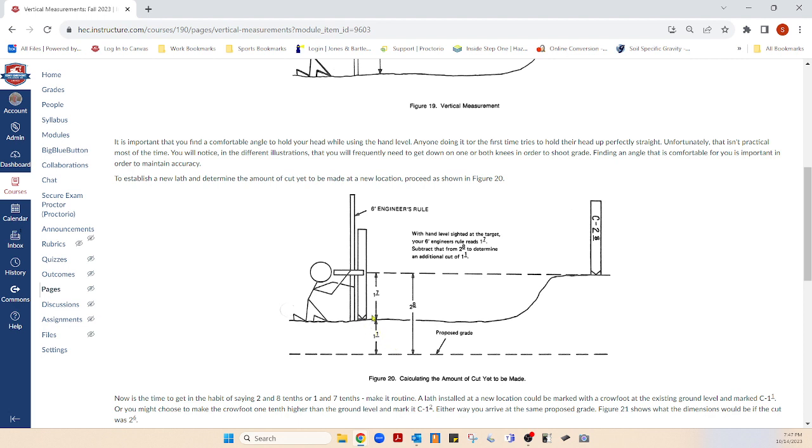1 1/10, because this distance down is already down 1 7/10. But he needs to be down from here 2 8/10. So he's got an additional 1 1/10 further down to excavate.